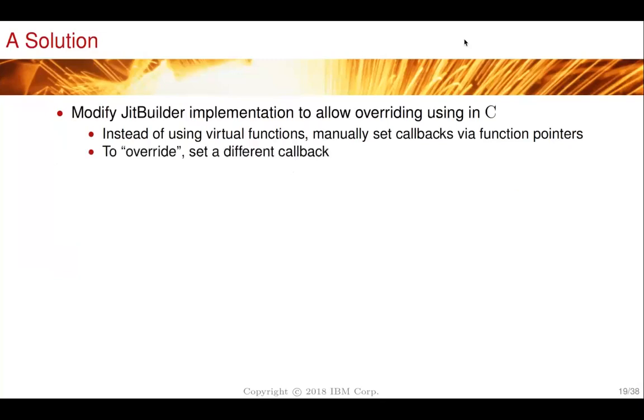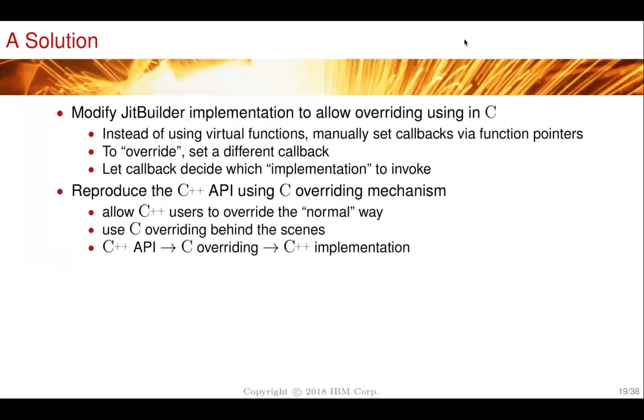And once we have this mechanism in place, we can think about reproducing the C++ API, but using the C overriding mechanism under the hood. This will require us to have a one-to-one mapping between objects on the C++ client API and the JitBuilder implementation. Everyone with me so far? Kind of? Okay, hopefully the next few slides are going to clear this out.